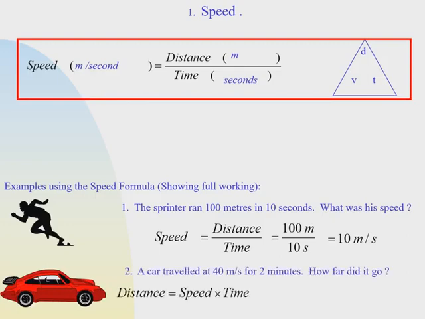Another example: a car is traveling at 40 meter per second for 2 minutes. How far does it go? Distance is speed into time, 40 into 120, which is 4,800 meter.